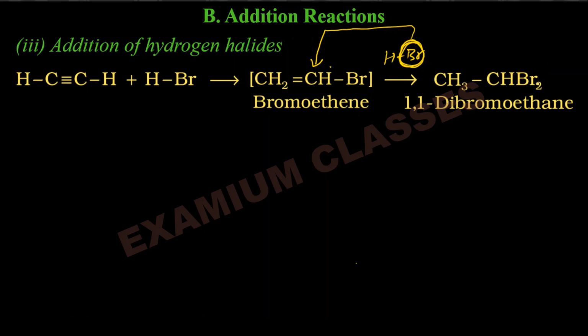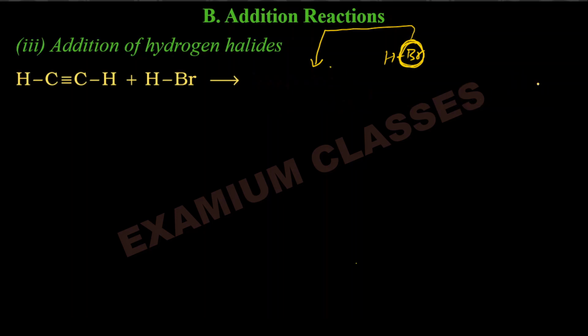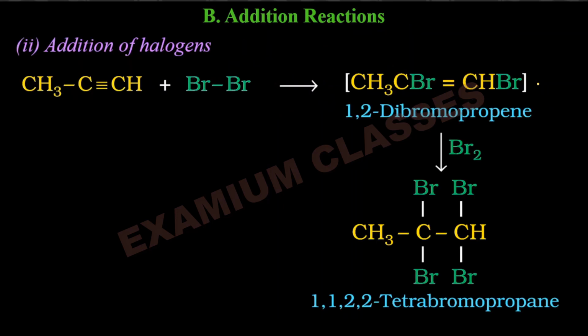So this is the way to remember. If it is reaction with HBr, it will be as per Markovnikov addition. If it is with Br2, bromine, or chlorine, then vicinal dihalides and vicinal tetrahalides will be produced. So I'm going back just to tell you what is the difference when we react it with halogens.